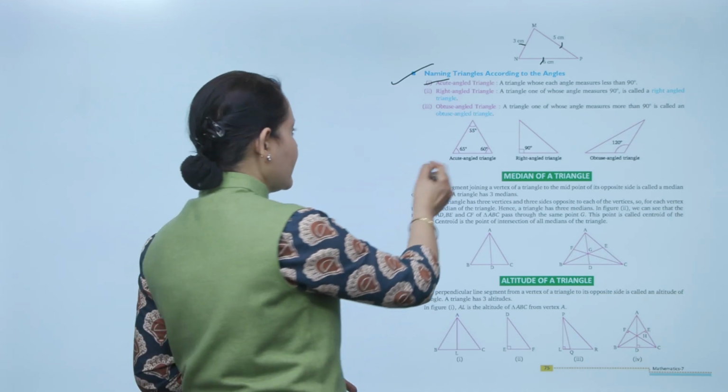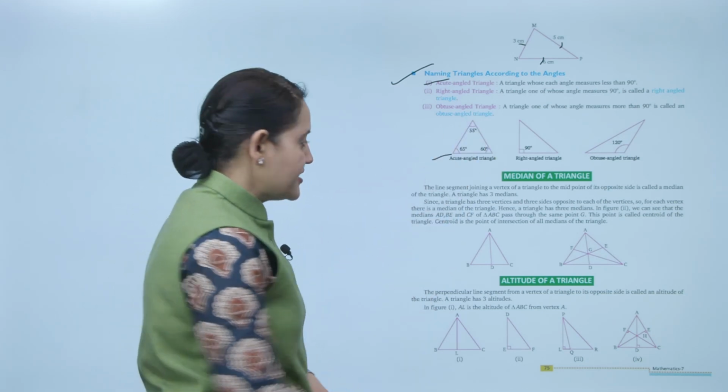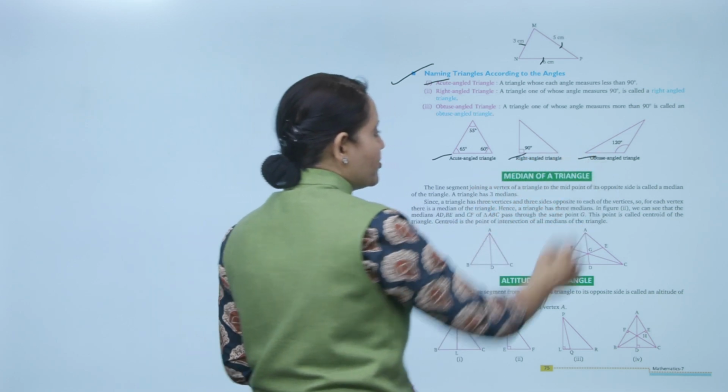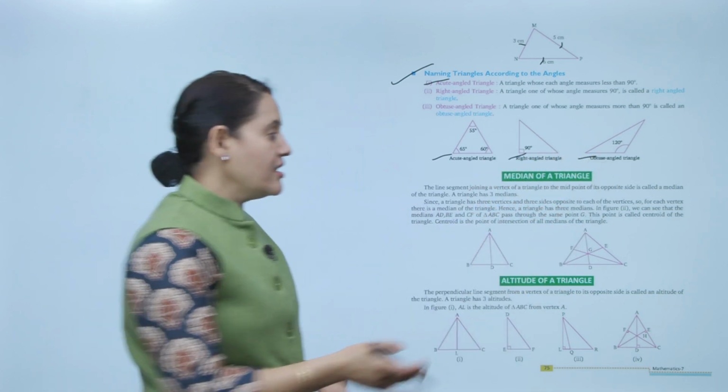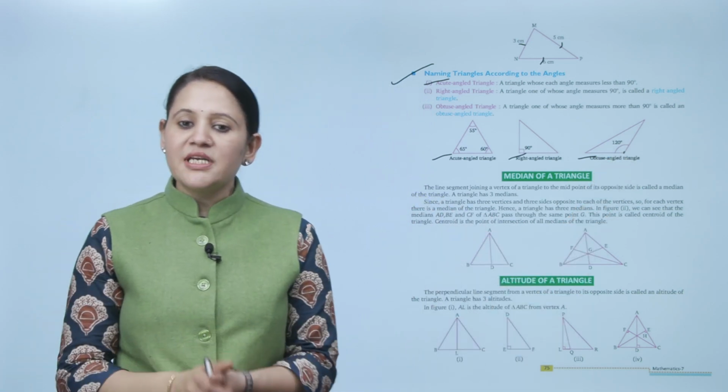So, here all angles are less than 90 degrees, acute angle triangle. This is a right angle triangle and this is an obtuse angle triangle because one of the angles here, this angle, is an obtuse angle. Clear? Next is the median of a triangle.